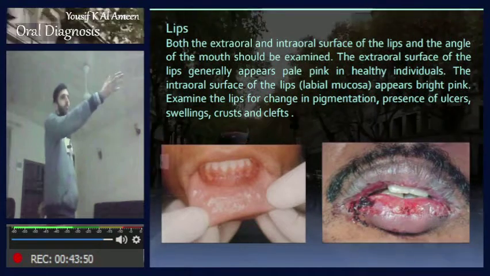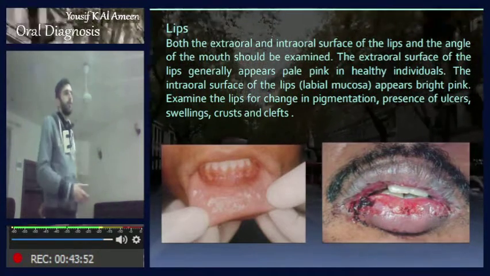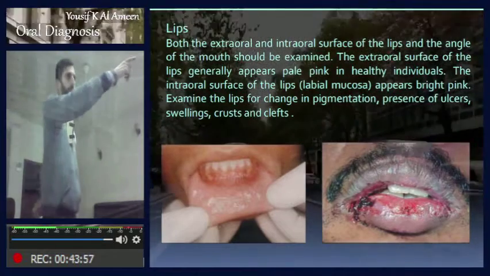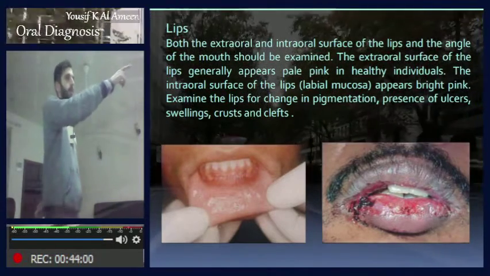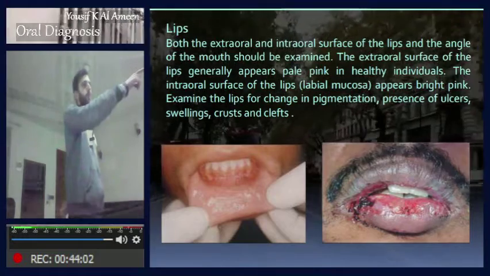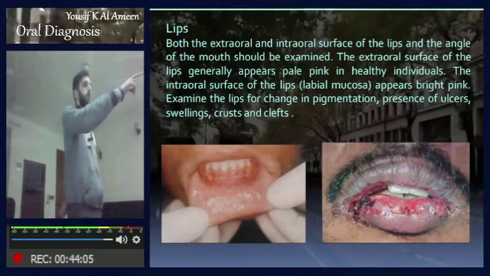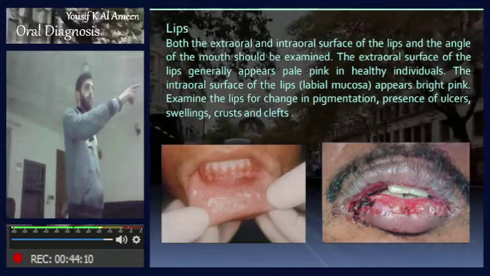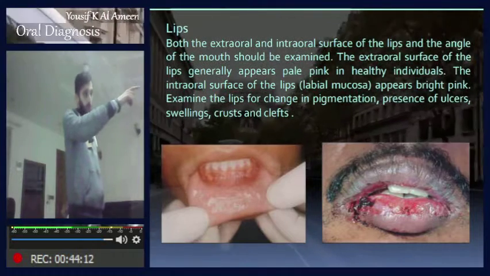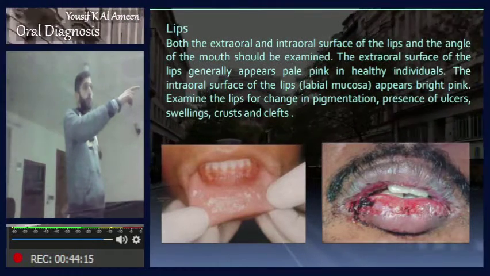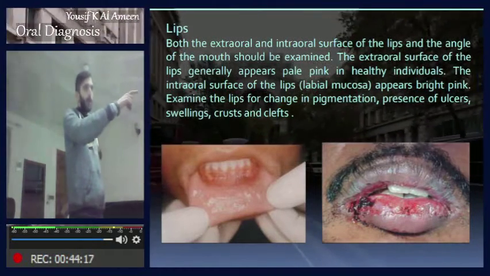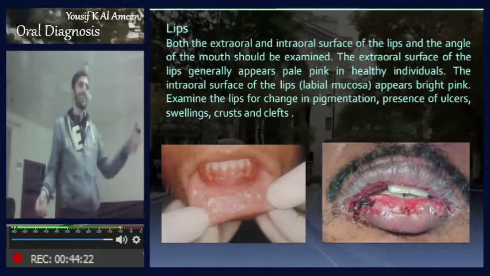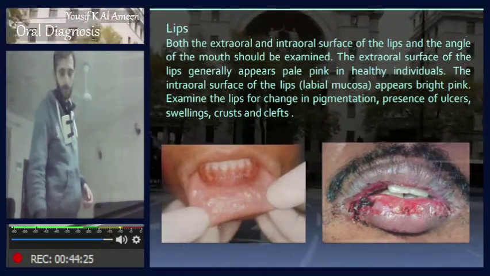The lips. Both extraoral and intraoral surface of the lips and the angle of the mouth should be examined. The extraoral surface of the lips generally appears pale pink in healthy individuals. The intraoral surface of the lips, labial mucosa, appears bright pink. Examine the lips for change in pigmentation, presence of ulcers, swellings, cuts, and clefts.